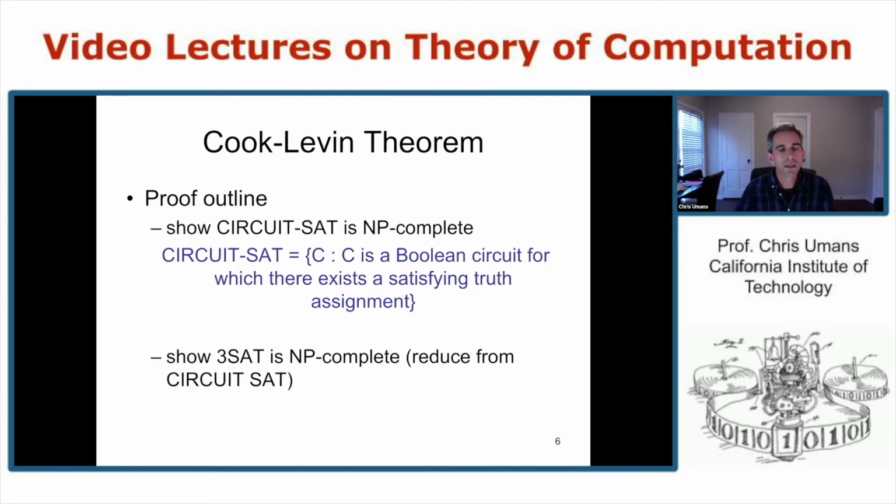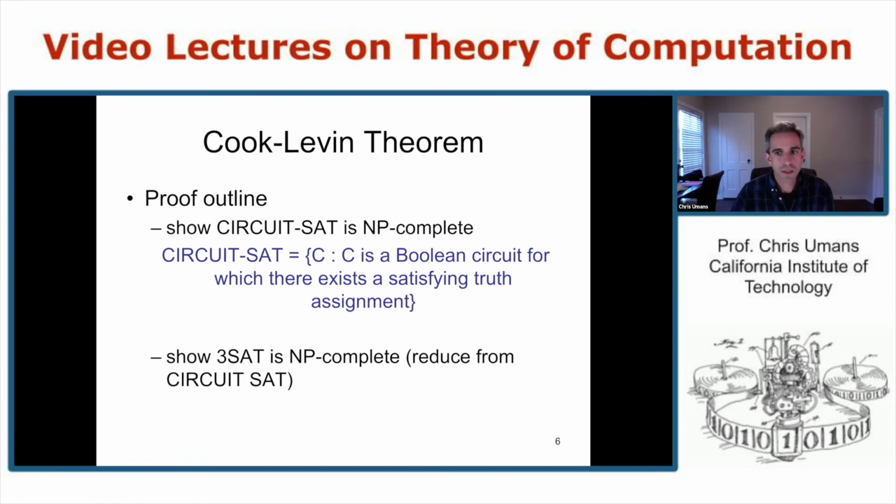Okay, so the reduction is going to come in two parts. First we're going to show that a related problem called circuit SAT is NP-complete. And circuit SAT is just the same kind of thing as 3-SAT. It's just that the instance is no longer a 3CNF formula. It's not something in that special form. It's just an arbitrary Boolean circuit. And I'll remind you what that is in just a minute.